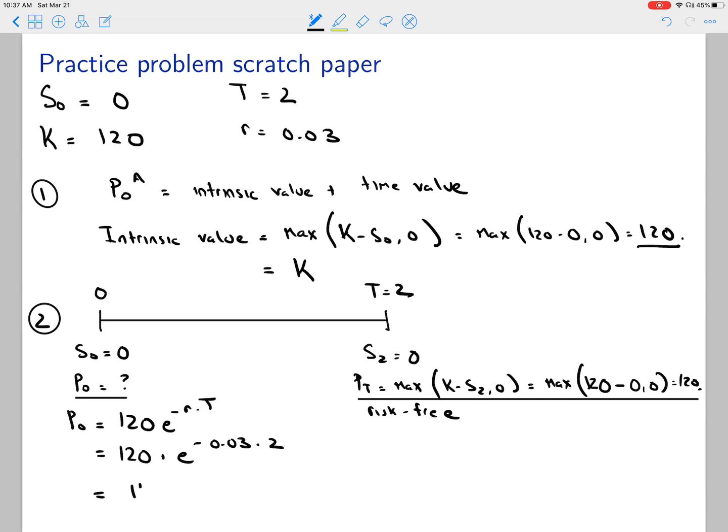Plug these numbers in, check on your calculators. This should be around $113.01. Okay. So the price of an otherwise identical European put option is $113.01. The intrinsic value of the put option is $120. And we figured out the price because only in this certain circumstance could we know for sure what this future payoff on the put option was going to be.